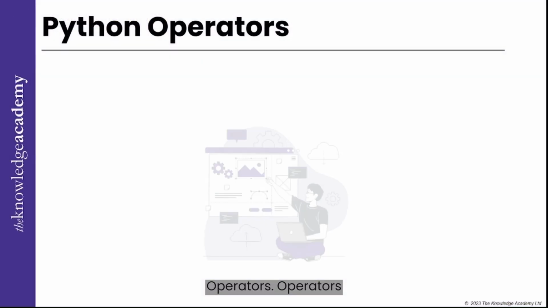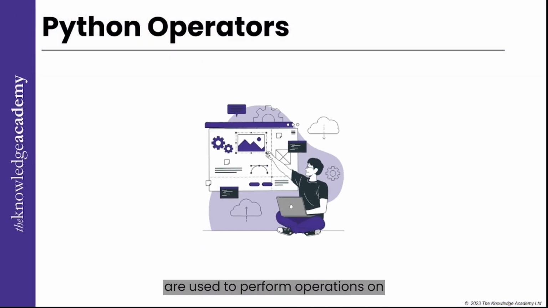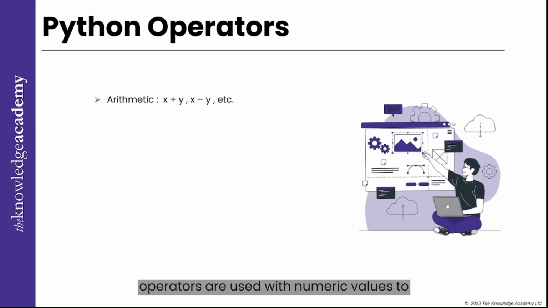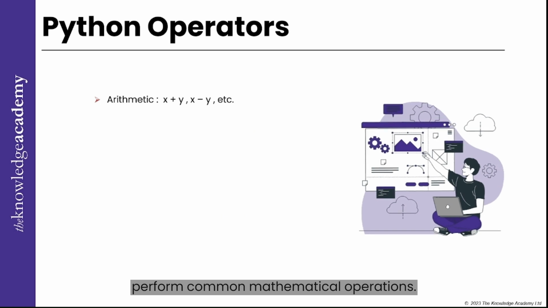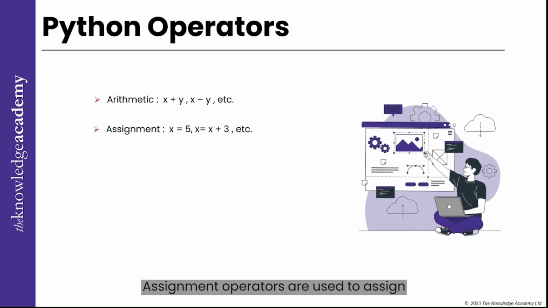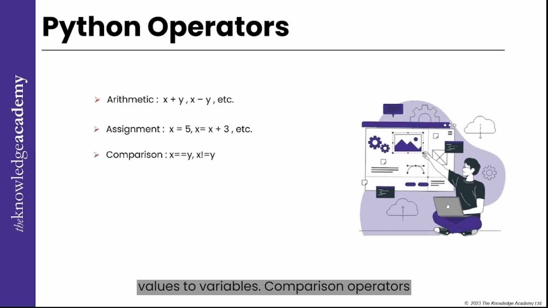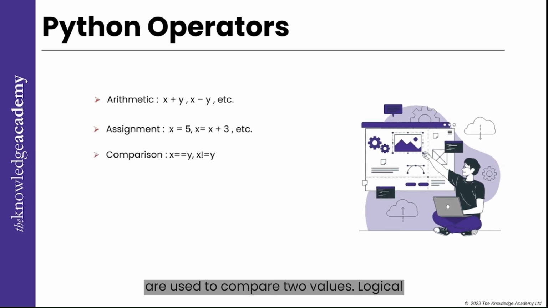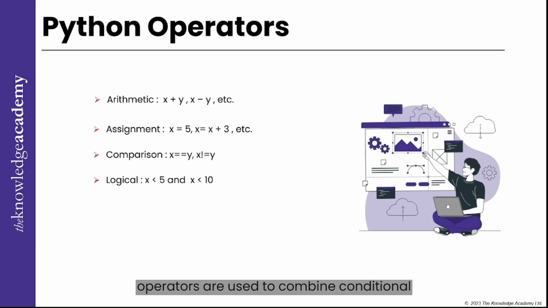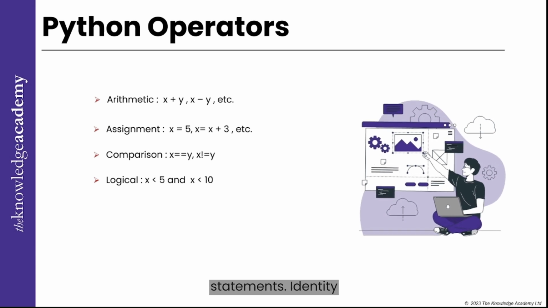Operators. Operators are used to perform operations on variables and values. Arithmetic operators are used with numeric values to perform common mathematical operations. Assignment operators are used to assign values to variables. Comparison operators are used to compare two values. Logical operators are used to combine conditional statements.